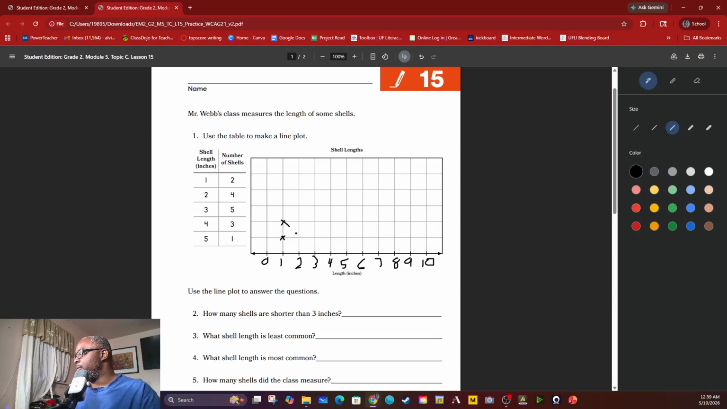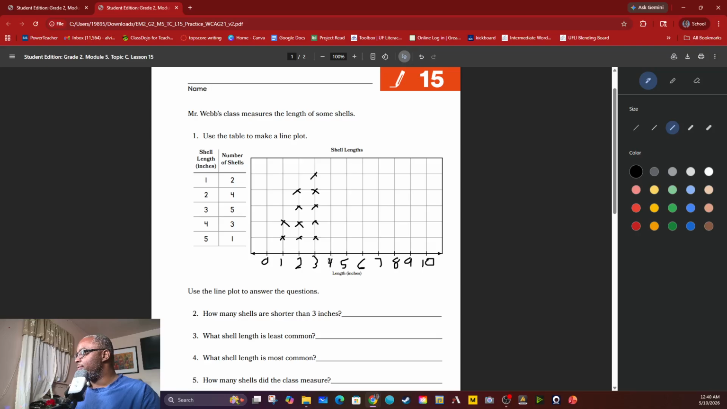And then for 2, we need 4 shells. You see how I'm doing that? How I get these numbers to look right here. The length is at the bottom, and then the number of shells right here. And then we go to number 3. 3 inches, and then we need 5 shells: 1, 2, 3, 4, and 5.